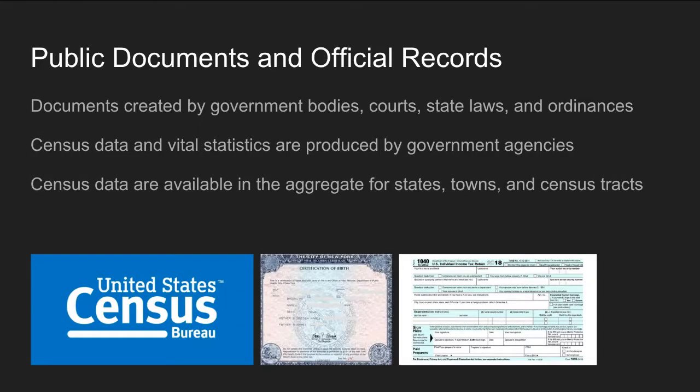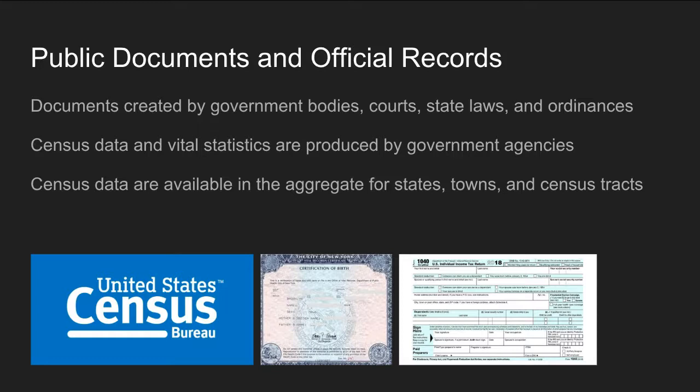So we'll talk about the first of these data sources, which include public documents and official records. This source of available data includes documents that are created by government bodies, by the courts, through requirements of state laws and ordinances. And examples of these public documents or official records include the census data and vital statistics, births and deaths in the United States.